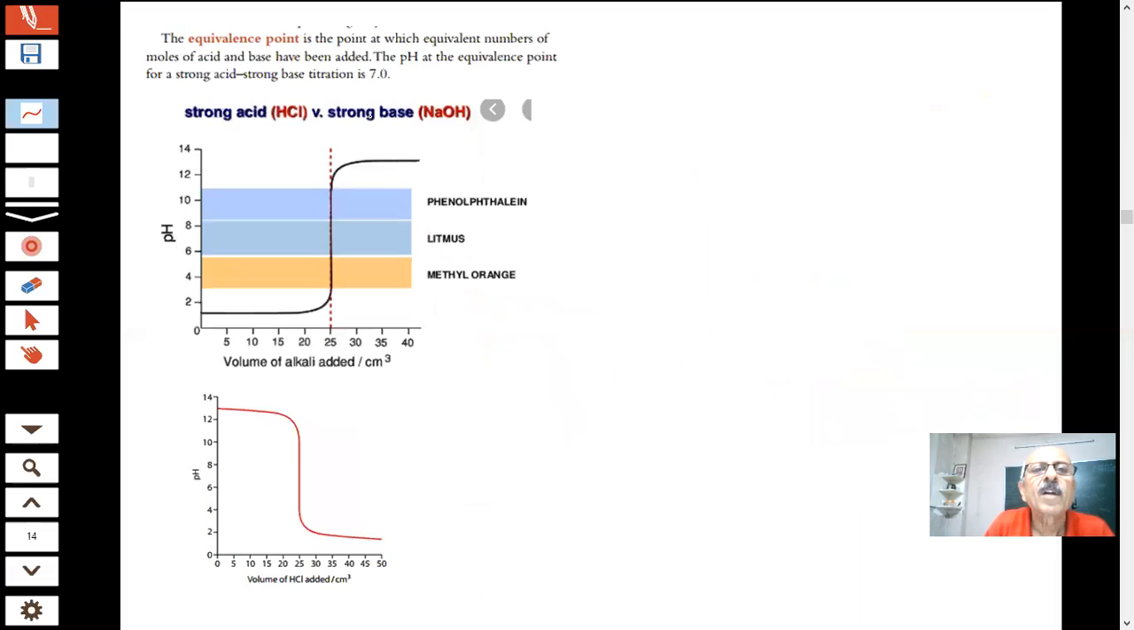Look, you will note down: the equivalence point is a point at which equal numbers of moles of acid and base have been added. That point is known as the equivalence point. And in the case of a strong acid and strong base, the pH at the equivalence point is 7. pH is how much? 7.